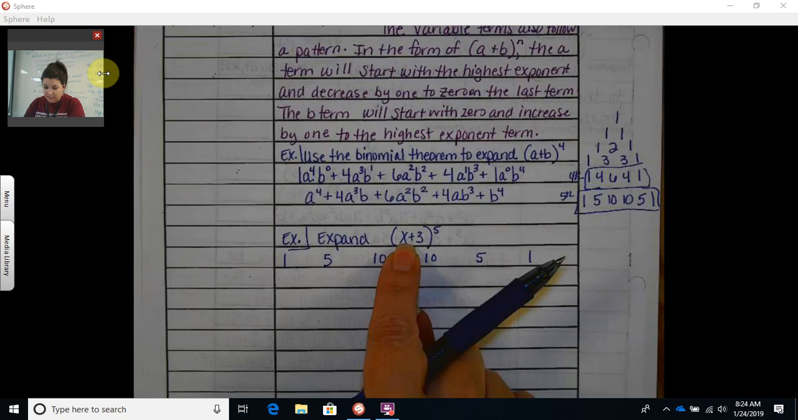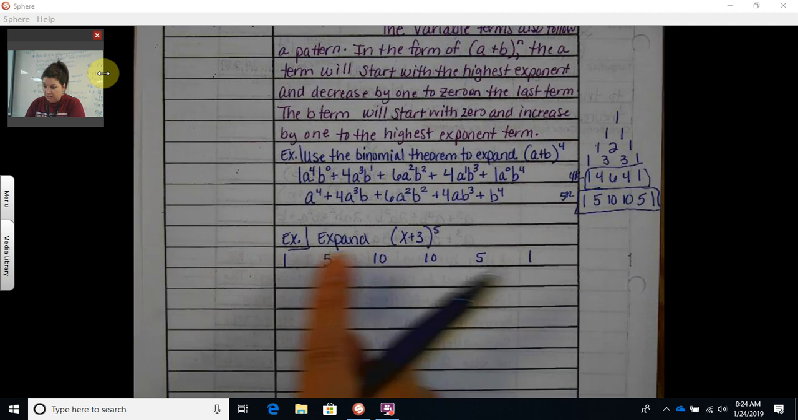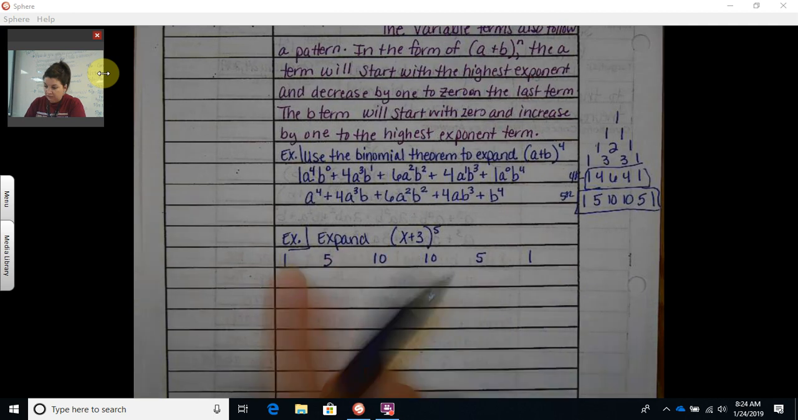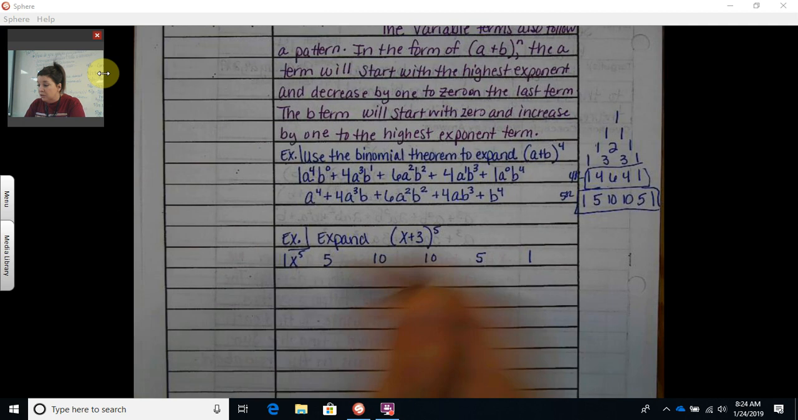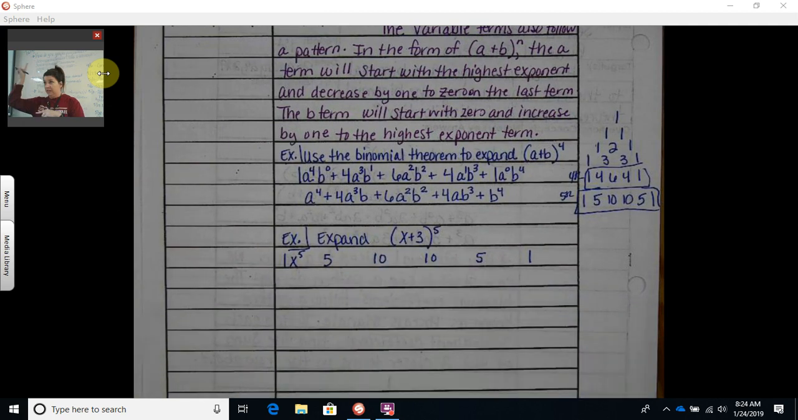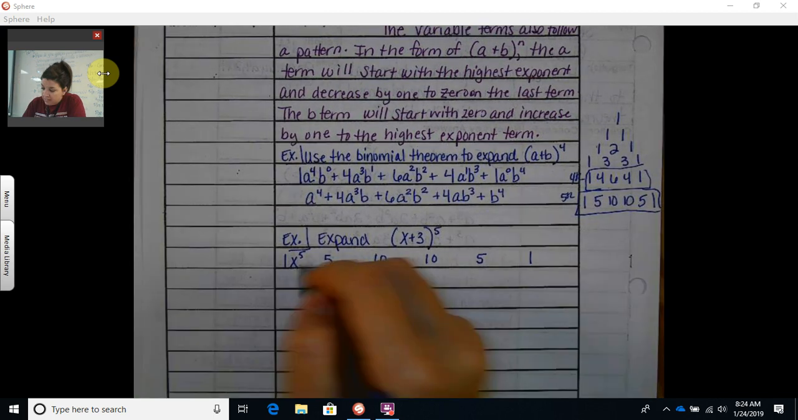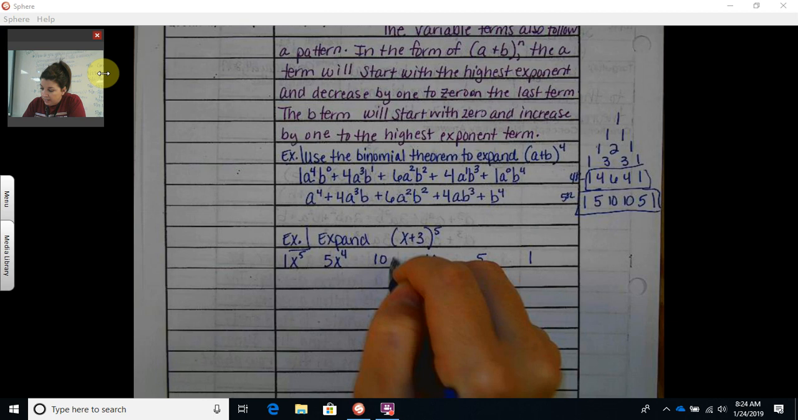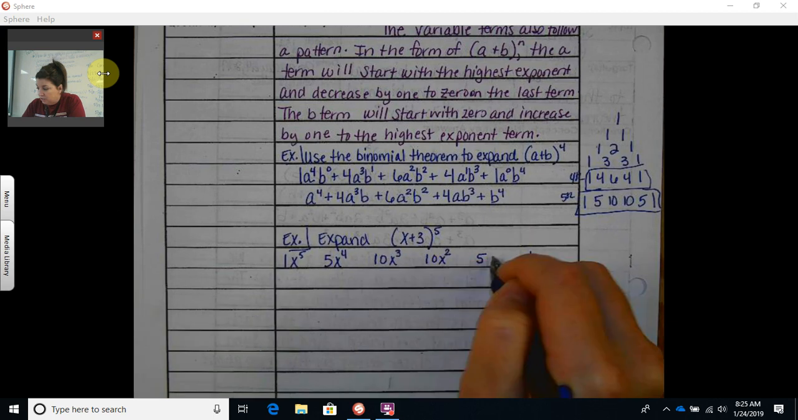So what are we going to write here? X to the 5th. Now, if that was a number, if that was like 2x, we would have to write 2x quantity raised to the 5th. Okay? So we have x to the 5th, x to the 4th, x cubed, x squared, x to the 1st, x to the 0.